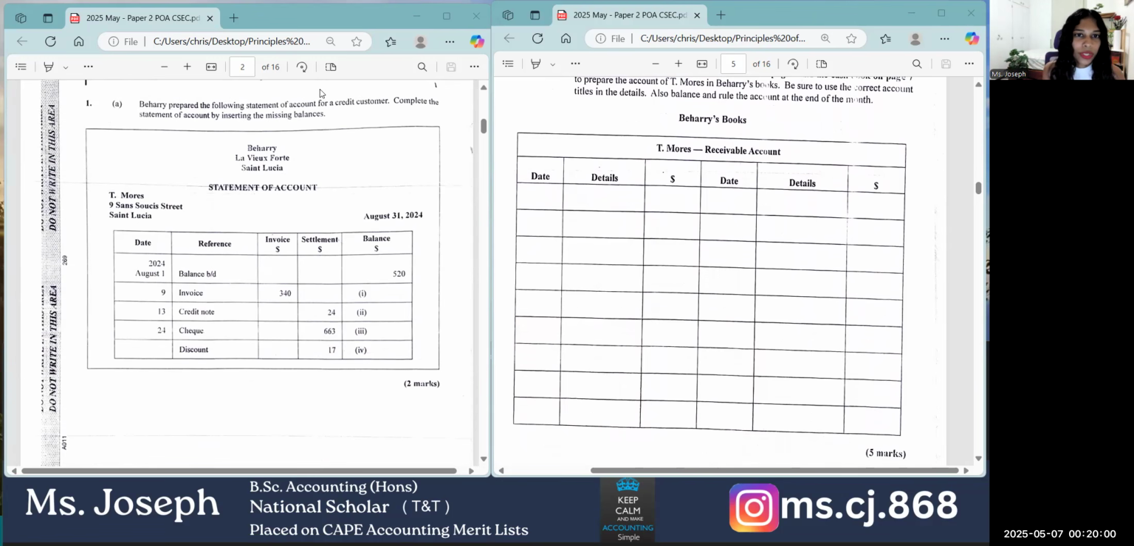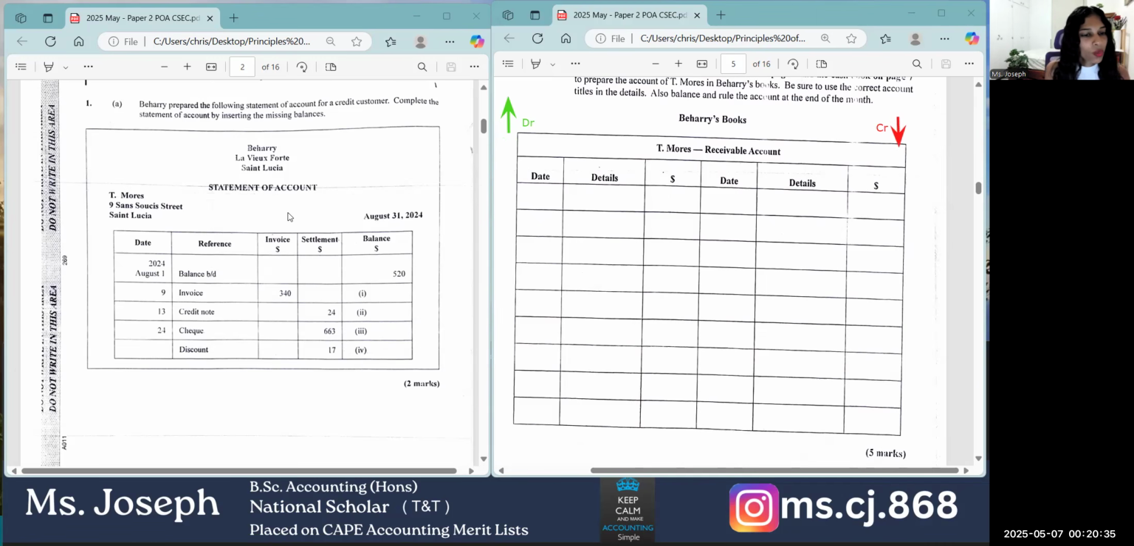Accounts receivable, we know that this type of item or this type of account is considered an asset. When we debit this account, it means that we, being from the perspective of Bihari, will be saying that more money is owed to us. And if we were to credit the account, it would mean that less money is owed to us. So we will receive less in the future.